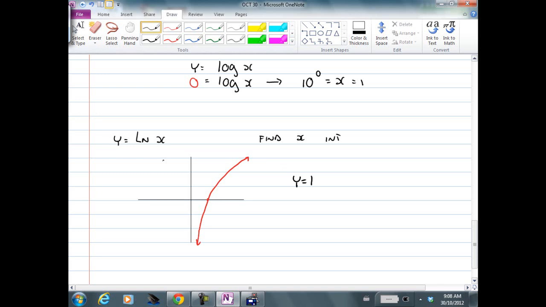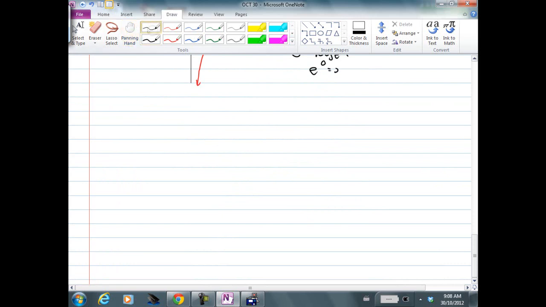Y equals ln x. If you can't work with ln, change it back to log base e. So we're going to write down y equals log base e of x. I'm going to let this be 0 equals log base e of x. e to the power of 0 equals x. One more, and then we're going to do some fun games with this.